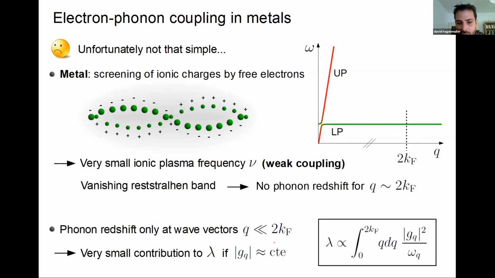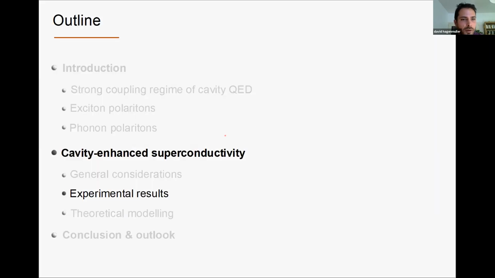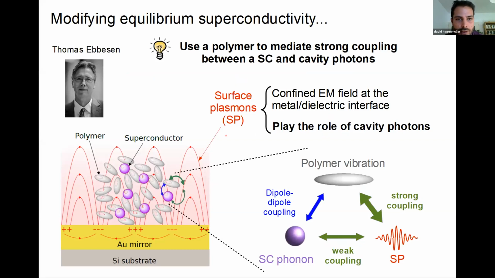So if we assume, to simplify, that the electron-phonon matrix element is practically constant over the whole range of wave vectors, and we also assume that the longitudinal phonon frequency is constant, then one can see directly that this phonon redshift at optical wave vectors only makes a very small contribution to lambda. So in order to circumvent this issue related to the intrinsically weak coupling of phonons in a superconductor, Thomas Ebbesen got the idea of using another material, so here a polymer, which is itself strongly coupled to light and could effectively mediate a strong coupling between the superconductor and the cavity.